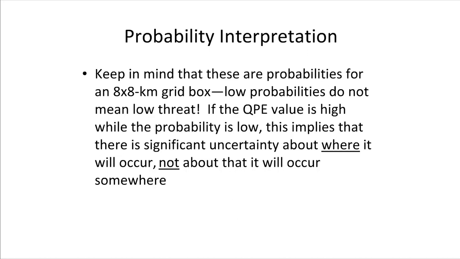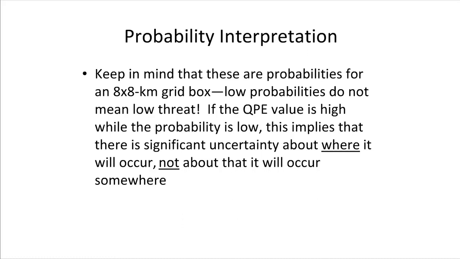So the high QPF values should be taken as reliable forecast of the magnitude of the heaviest rainfall from the storm, but the low threshold probabilities reflect the uncertainty in exactly where it will happen. The lower the threshold probabilities for a given corresponding QPF value, the lower the confidence in the location. Forecasters need to keep this in mind when interpreting the probability guidance.